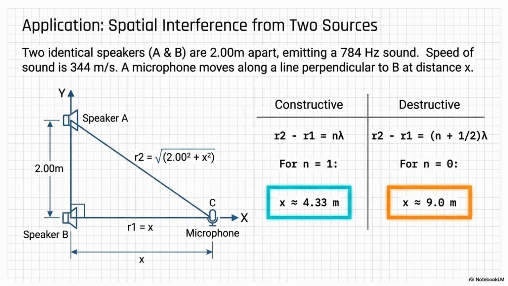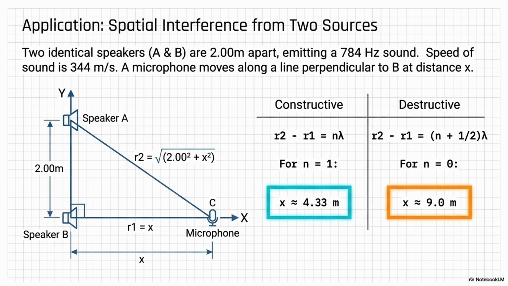Okay, so to figure out where the loud spots and dead zones are, we have to find that path difference we just talked about. How much further the sound from the top speaker travels compared to the bottom one? Exactly. So let's look at the math here. The distance from the bottom speaker is just x. We'll call that R1. Straight line distance.